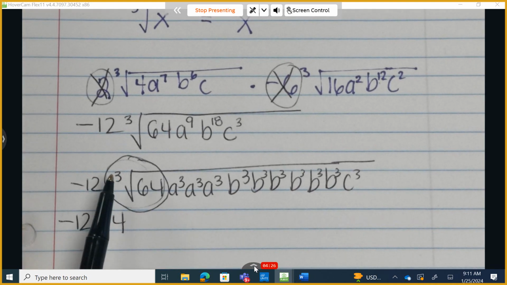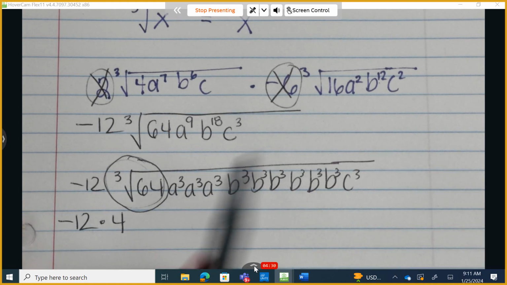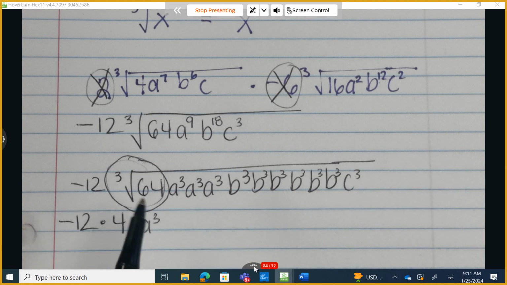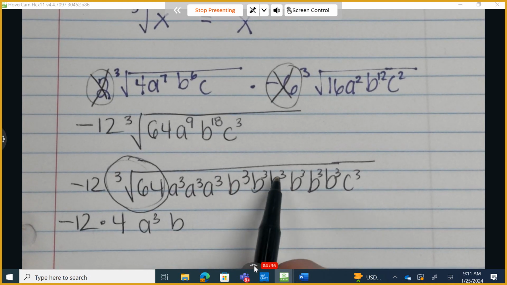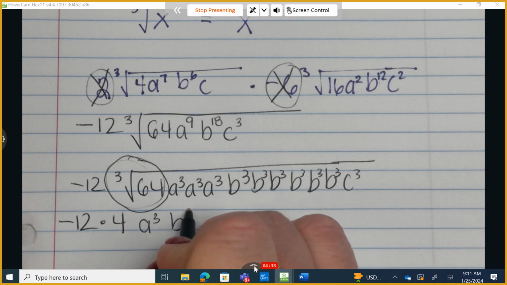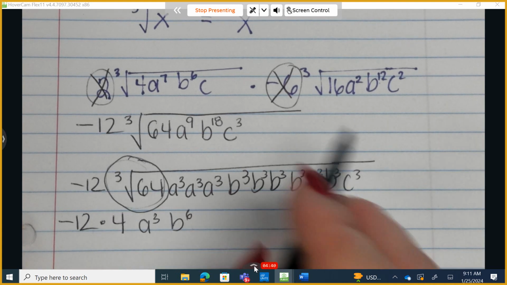How many groups for the A's, how many groups have 3? 1, 2, 3. There's 3 groups that have 3. For the B's, how many groups have 3? 1, 2, 3, 4, 5, 6. How many groups have 3 for the C's?